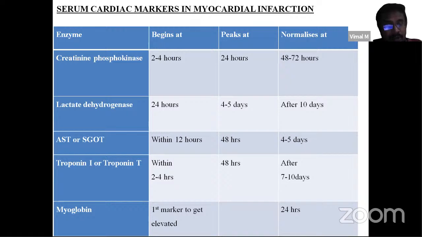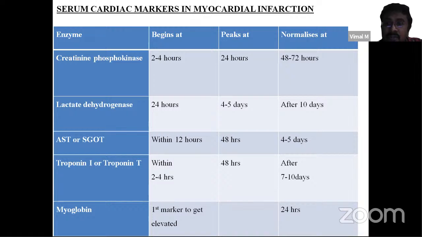AST or SGOT are non-specific and can be elevated in liver disease also, but it is better to know them from our exam point of view. They begin to elevate within 12 hours, peak at 48 hours and normalize at 4 to 5 days. Troponin I or troponin T is the specific cardiac marker, the marker of choice. It begins to elevate at 2 to 4 hours itself, peaks at 48 hours, but normalizes only after 7 to 10 days. It stays for a much longer duration.